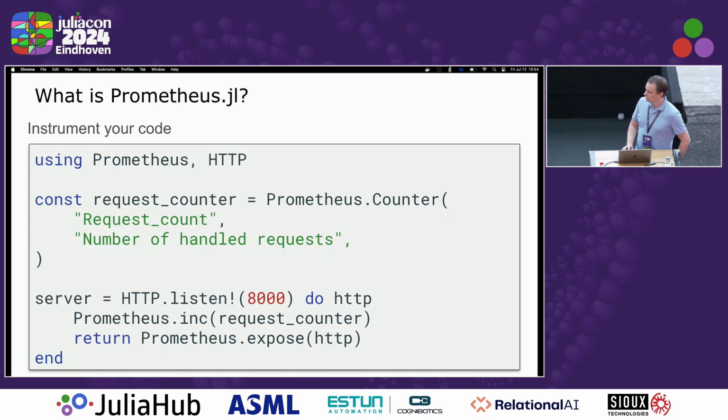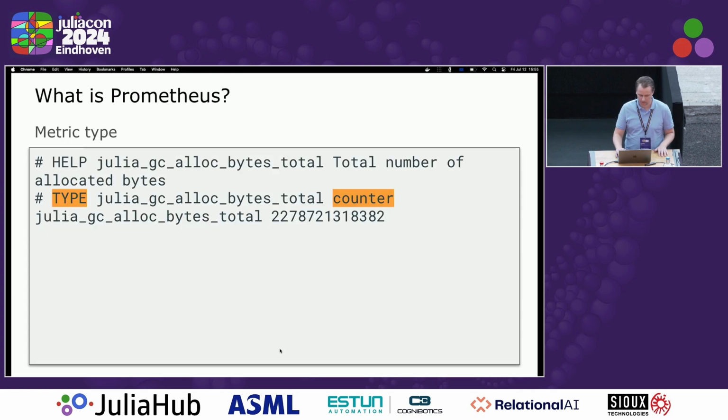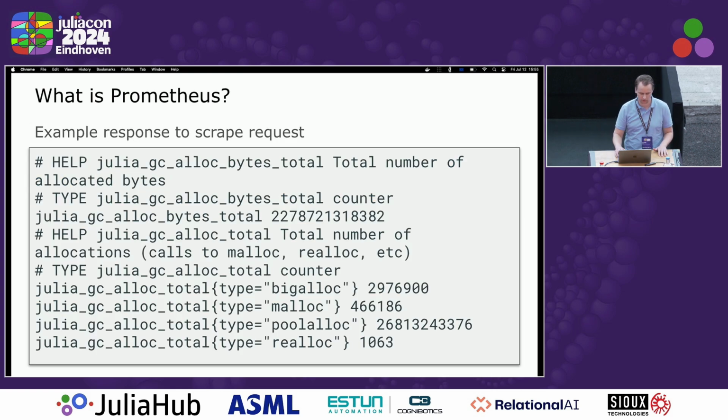Then you have to instrument your code. This is a small code snippet from the README of the package. Basically what you need to do is create the collectors. In this case, I have a counter. You need to supply a unique name and the description, and then you can use it. Here I'm just starting an HTTP server, and for every request I'm incrementing the counter. Then the expose function here just returns the text-based format that we had a look at, this representation.